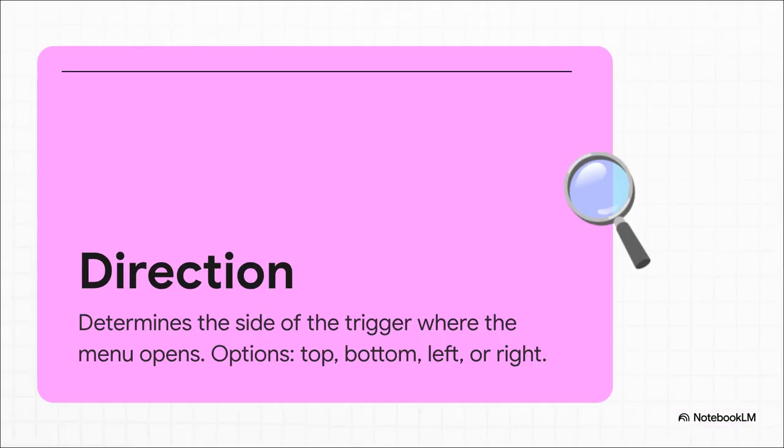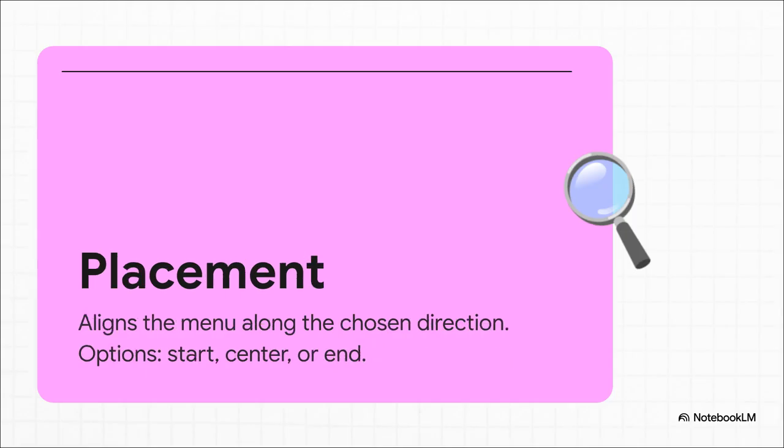The first one is direction. And yeah, it's exactly what it sounds like. You're just telling the menu which side of the button or image or whatever to show up on. Is it going to be on top, the bottom, left, or right? It's the most basic command. And then you've got placement. So if direction tells the menu which road to go down, placement is like telling it which parking spot to take along that road. Do you want it lined up at the start, right in the middle, or all the way at the end? This is what gives you that pixel-perfect control.